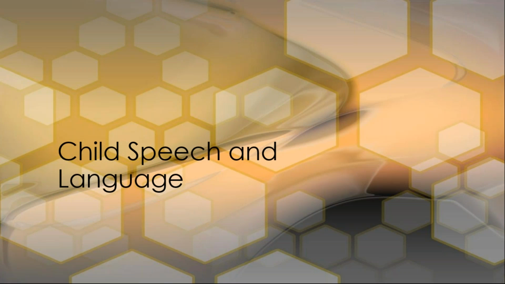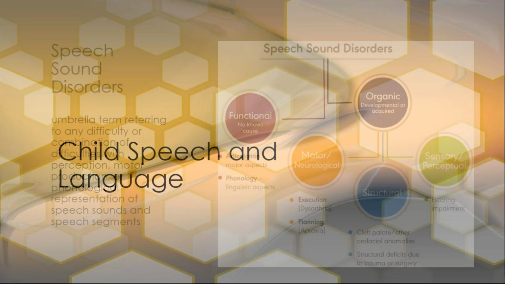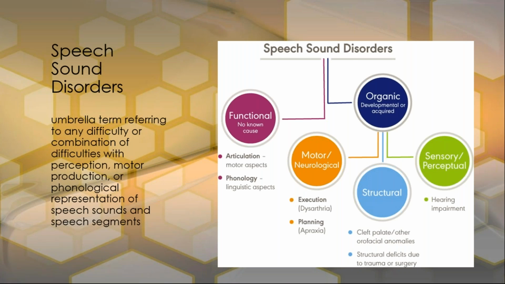So the first section I'm going to go into is a little bit about child speech and language. So child speech sound disorders, basically speech sound disorders is an umbrella term for referring to any difficulty or combination of difficulties with either perception, motor production, or phonological representation of speech sounds or speech segments. So there's 2 branches, there's functional and there's organic. In the functional side, you have articulation and phonology disorders.